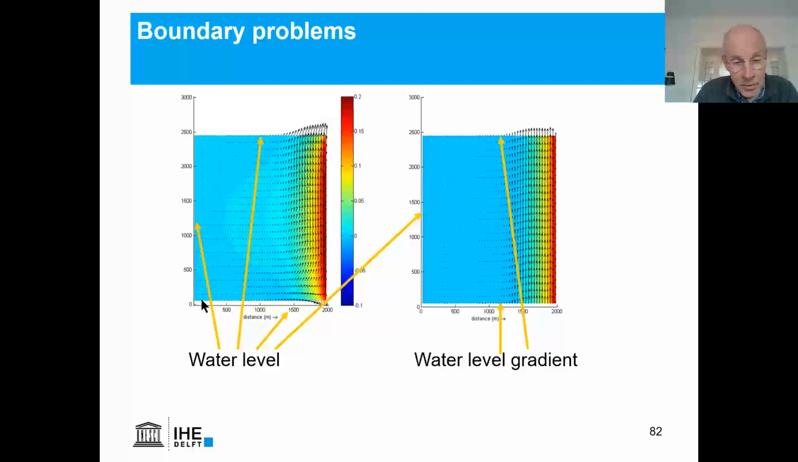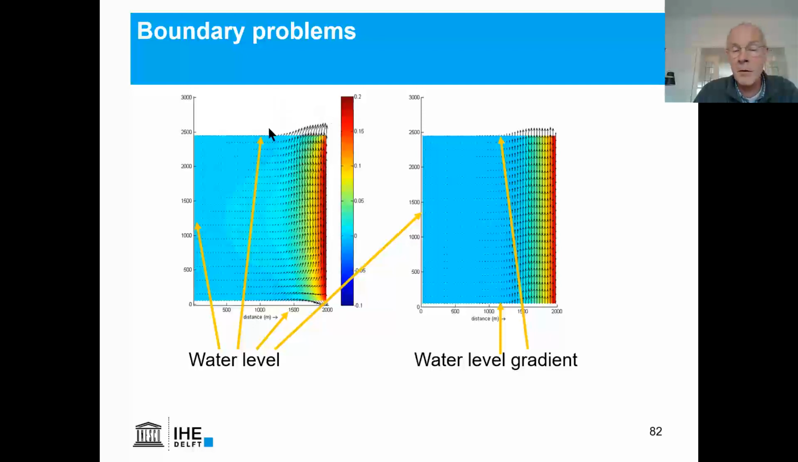For instance, if you impose a water level that doesn't include the wave setup, and well, you might not know the wave setup before you do the simulation, then inside the model you get the wave setup, but at the boundary you specify zero. So what you get is a gradient from here to the boundary and from here to the boundary. So here the flow is accelerated too much, and here the flow is actually reversing. You can imagine if you put a flow pattern like this into a morphological model, you get huge disturbances at the boundary.